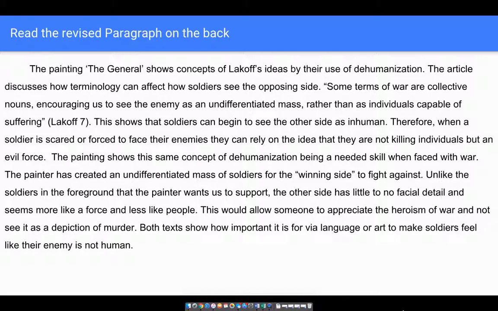The painting shows the same concept of dehumanization being a needed skill when faced with war. The painters created an undifferentiated mass of soldiers for the winning side to fight against. Unlike the soldiers in the foreground that the painter wants us to support, the other side has little to no facial detail and seems more like a force and less like people. This would allow someone to appreciate the heroism of war and not see it as a depiction of murder. Both texts show how important it is via language or art to make soldiers feel like the enemy is not human.